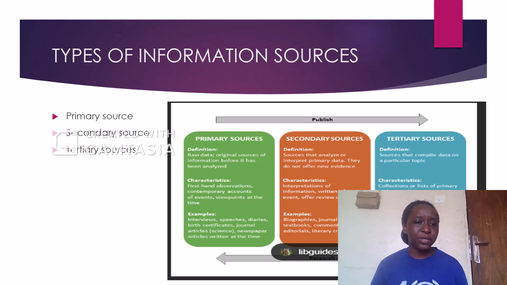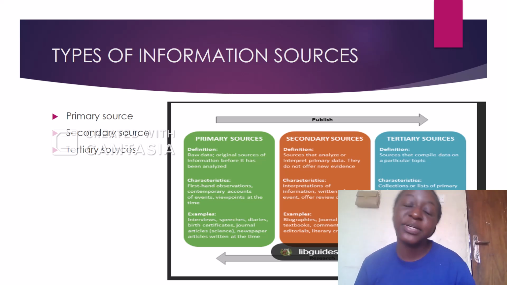When you talk about the secondary source, that is a source that has been analyzed and interpreted from the primary data. So that is interpreted information, the interpreted primary data. They do not offer new evidence, but they are analyzed. Like you sit down and analyze something, you interpret it more, you make it more organized, and that's when we come up with a secondary source of information. Then tertiary sources are sources that compile data on a particular topic, majorly a collection or list of primary and secondary sources.